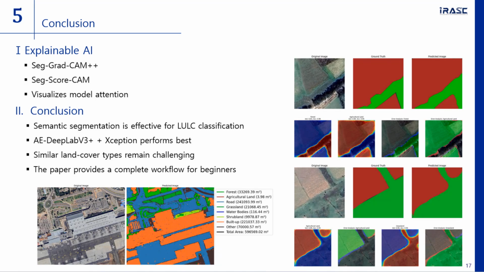In addition, the authors use Grad-CAM++ and Score-CAM for explainable AI analysis. This means that the paper doesn't only focus on whether the model performs well, but also tries to understand which regions the model focuses on when making predictions.